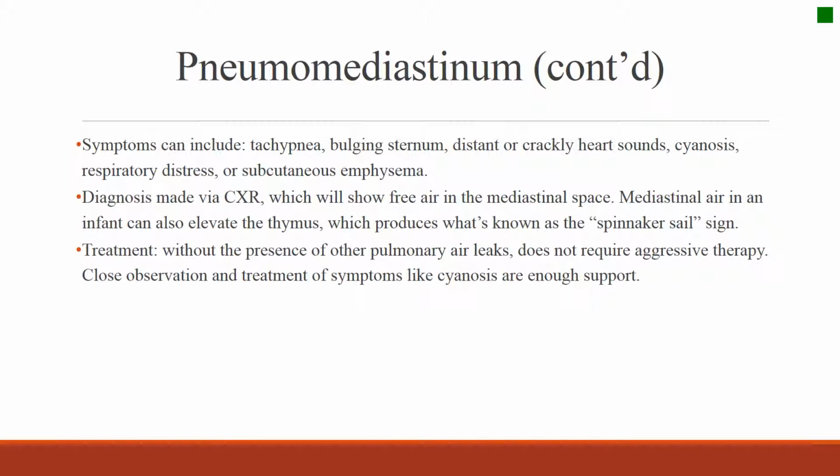Treatment without the presence of other pulmonary air leaks. Okay, pulmonary air leaks is a pneumothorax, but if there is no pneumothorax, then it does not require aggressive therapy. You can closely observe it, and then you want to minimize any pressures you're delivering. So really be conservative on your PIPs and your PEEPs. If there is a pneumothorax, you need to treat the pneumothorax, again, keeping your pressures minimal.